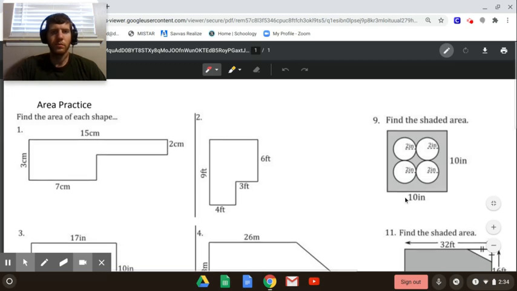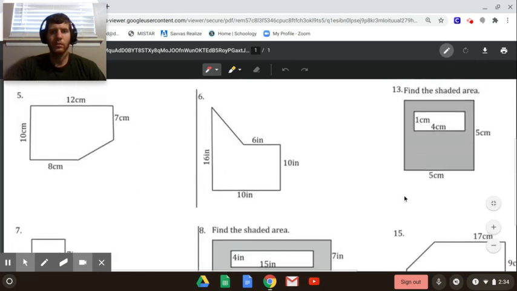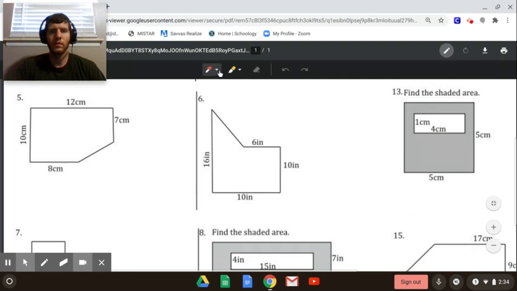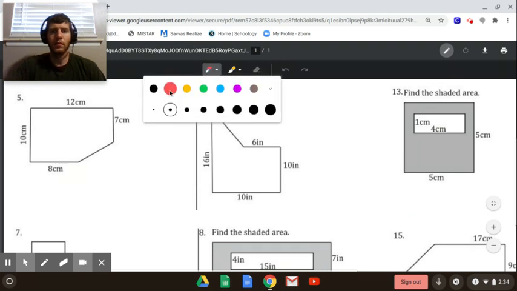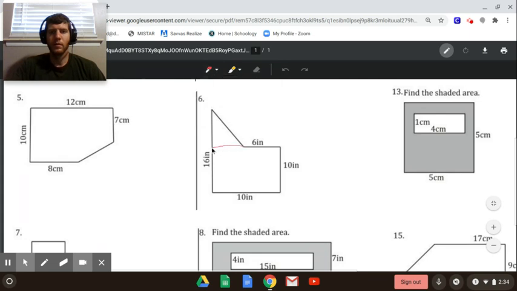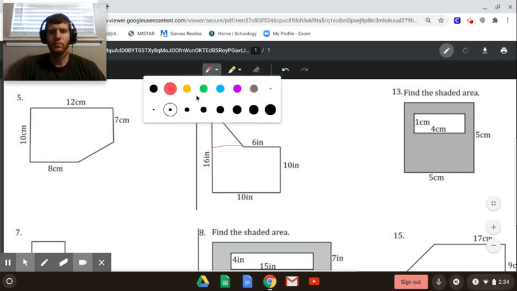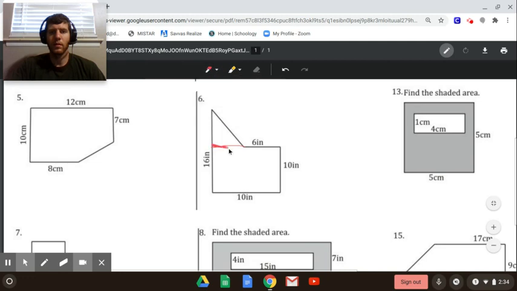Area of the shaded region problems. So you guys had to do 6 through 12 here. So number 6, we can split it into a rectangle and a triangle. Let's make the line a little thicker here. But we're going to split it into a rectangle and a triangle.